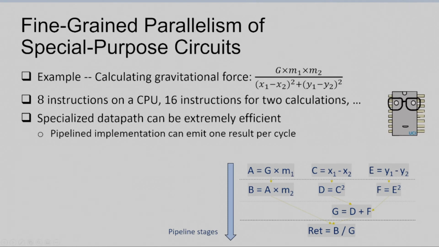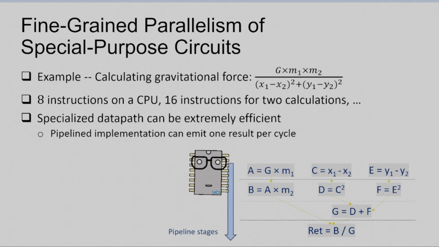We could build a specialized data path, a specialized circuit that can calculate this single application very, very efficiently, very quickly. We could build a tree of ALUs, let's say, organized into pipeline stages, like this, you see on the right here. And we will have a tree of ALUs, ALU1, ALU2, ALU3, ALU4, et cetera, which can emit one result of this equation per cycle.